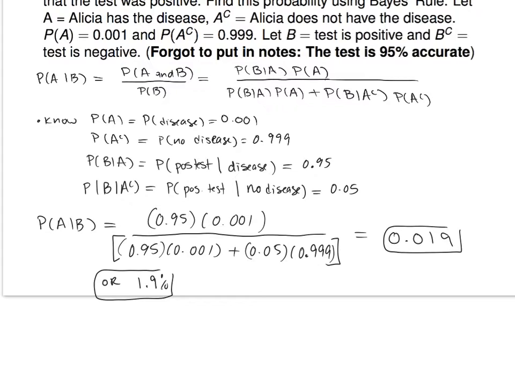Does that surprise anybody? That's not ridiculously small. It means if you get a positive test for a medical thing, it might not be the end of the world. It might be a false positive, and what number comes out of this has to do with how accurate the test is, right?